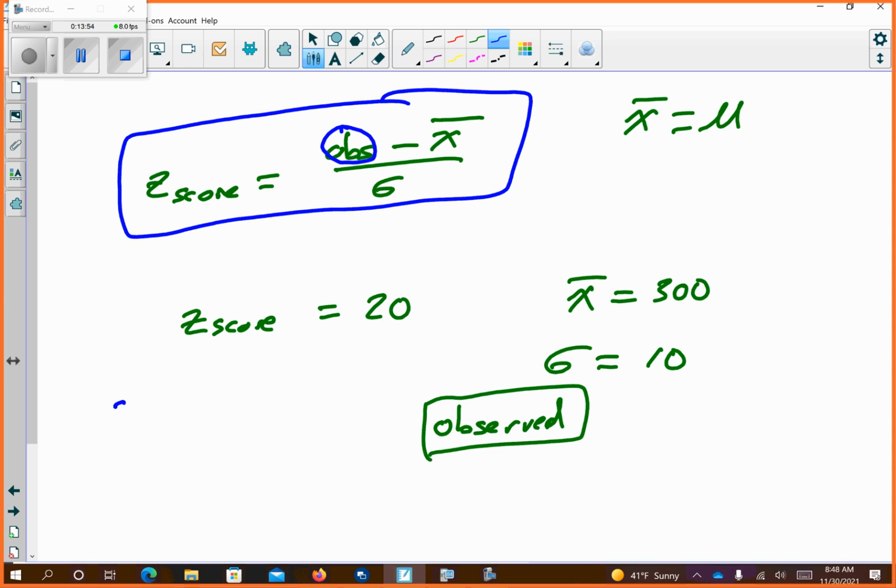So, Z-score 20. I don't even know if this one will work out. I just made it arbitrary. I'm going to call the observed x minus 300 over 10. Multiply by 10. Oh, this will work nicely.